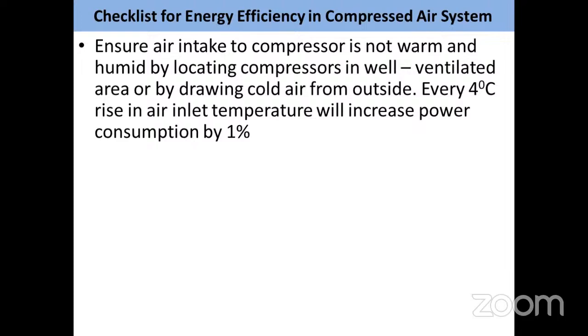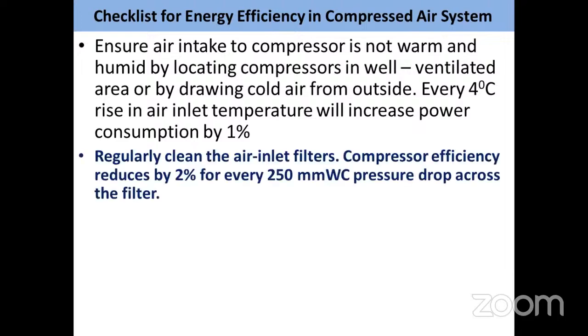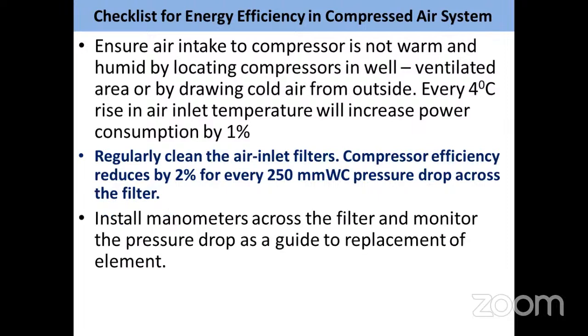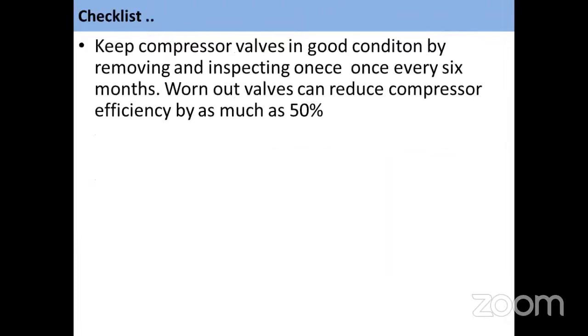For ambient temperature, every 4 degrees centigrade rise, the work consumption will increase by 1%. Clean the air inlet filters; efficiency reduces by 2% for every 250 mm WC pressure drop. A manometer has to be installed so that we can see the filter choking. Compressor valves should be kept in good condition. Leaking valves can reduce compressor efficiency by as much as 50%.